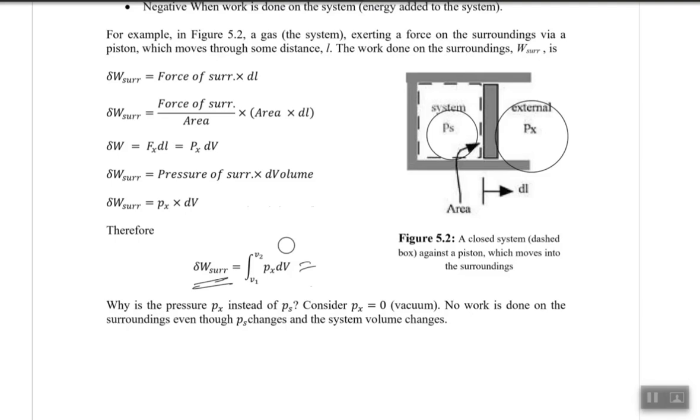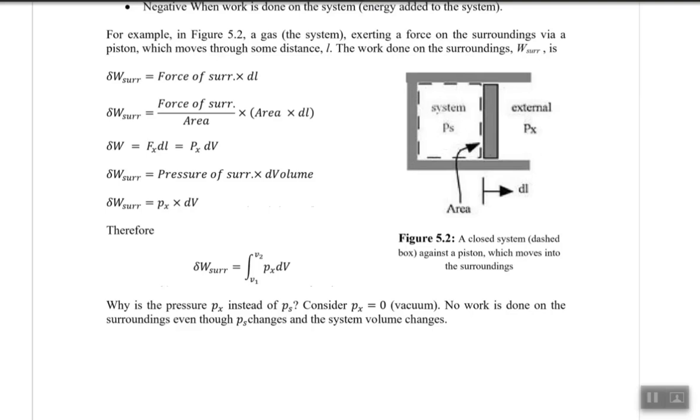So can I just say again, I am more interested in the work done by the system on the surroundings. Whether that work done is transferred or not, I'm not so worried about that. What I'm interested in is whether the system has done some work on the surroundings, and I'm quantifying the work done by the system on the surroundings. So how do we do it?